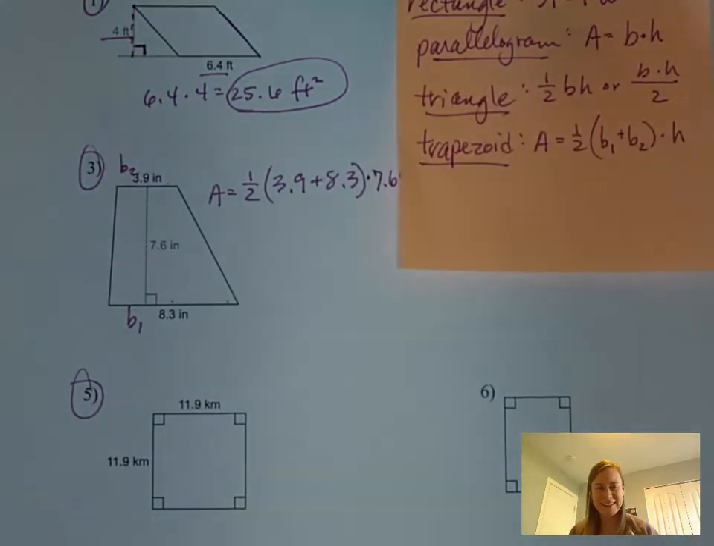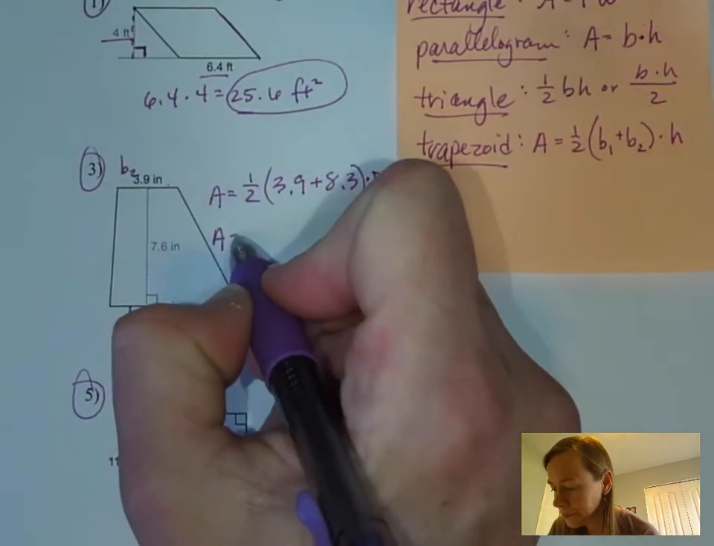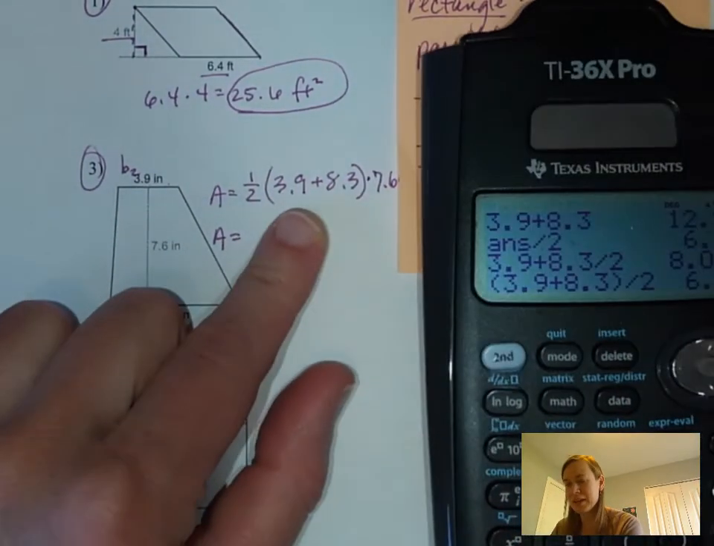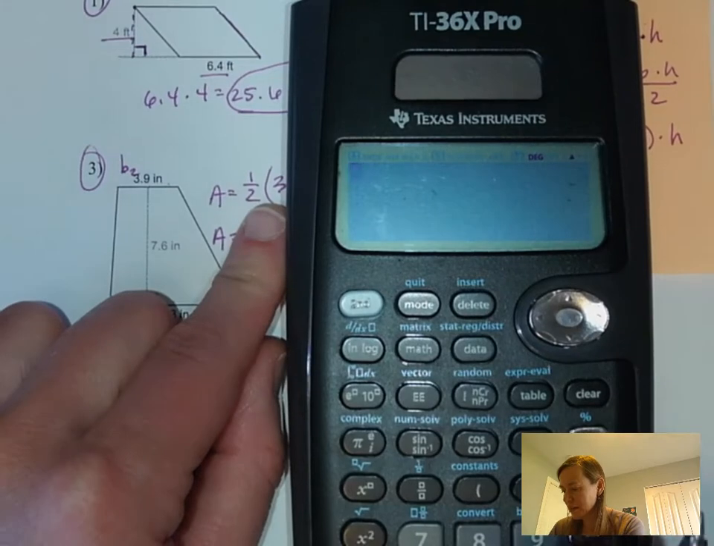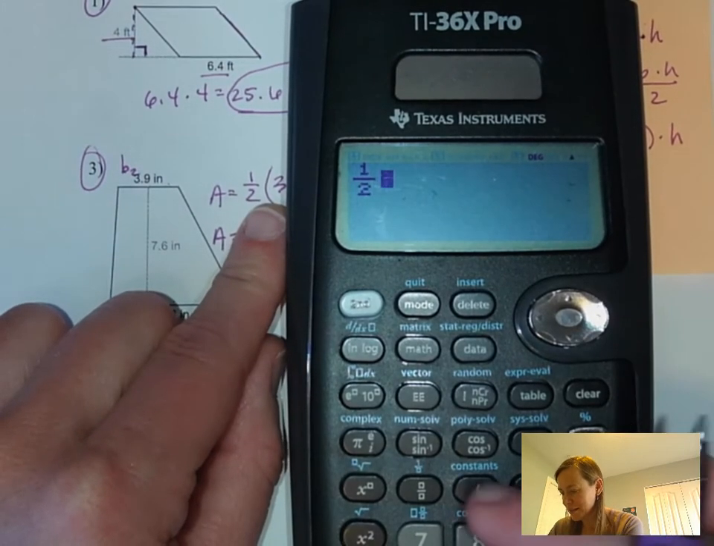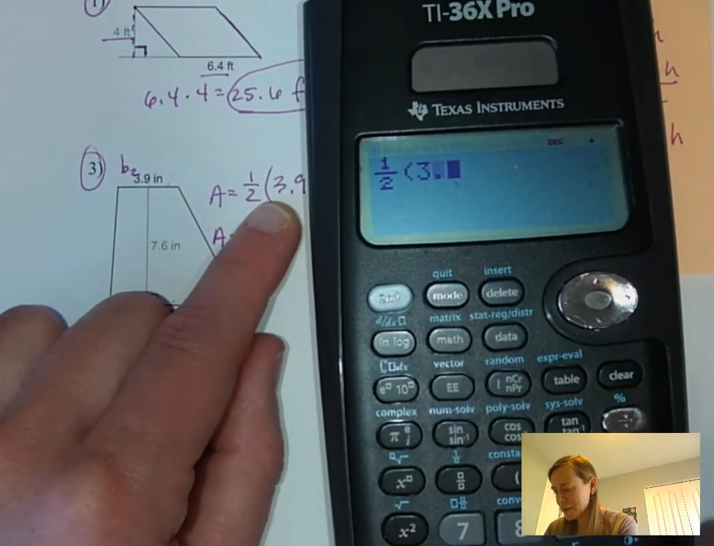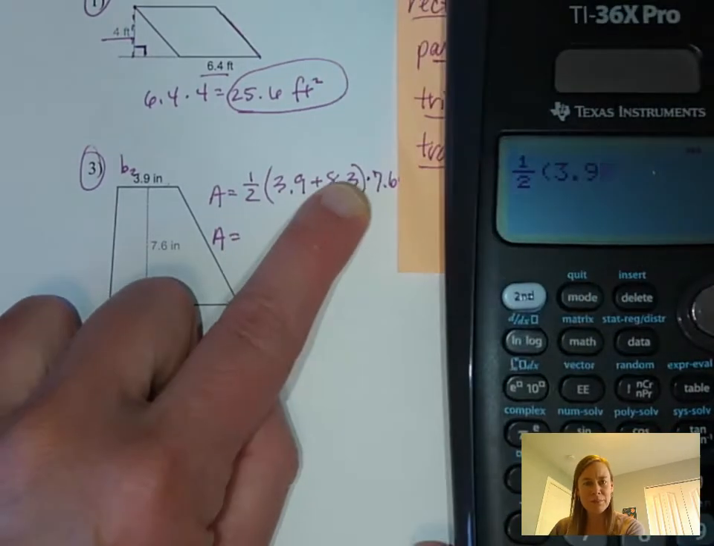All right, so let's do the math on that. Area equals, okay, I'm going to go ahead and do it this way so you can just see it gets the same thing. So we're doing this one little part 3 different ways. Oh my goodness. 1/2 of 3.9 plus 8.3.